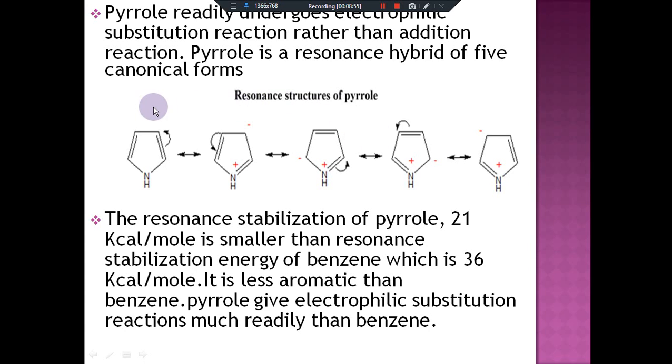So the resonance stabilization energy of pyrrole is 21 kilocalories per mole, which is less than the resonance stabilization energy of benzene, which is 36 kilocalories per mole. The lower the resonance energy, the lesser its aromatic character. That means pyrrole is less aromatic than benzene.